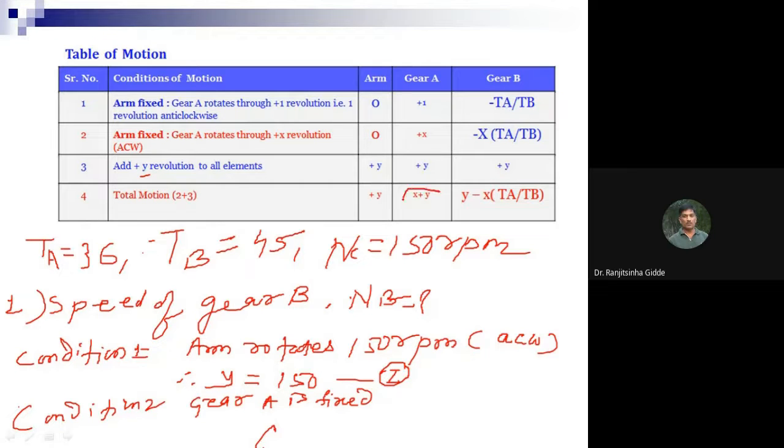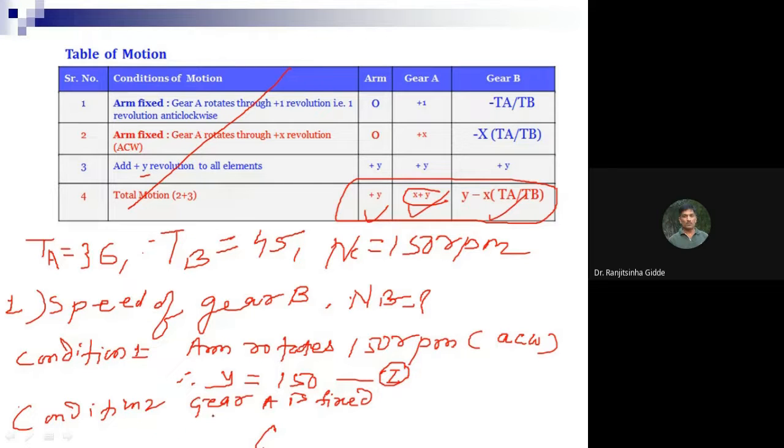So what is the total motion of gear A? It is x plus y. Now here in the table, arm is fixed, and again here gear A is fixed. So this is the procedure. Finally, we need to focus on the last row in the table, and based on the condition, we are going to put values for x plus y, for y, and for this.